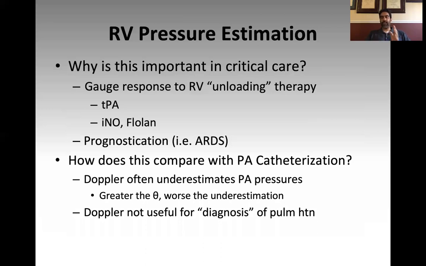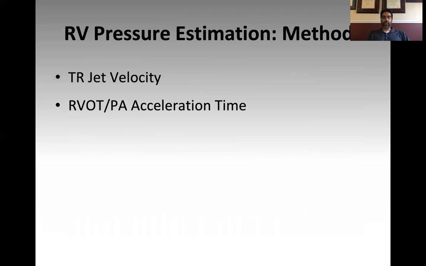Really what you're doing is trying to see acutely what's happening to these measurements, these pressure estimations, as you give an intervention, whether it be diuresis, a pulmonary vasodilator, or what have you. Okay, so there are two methods most commonly used in the critical care setting to estimate right-sided pressures: the TR jet velocity method, and the RVOT or PA acceleration time method. I'm going to talk about both of these.